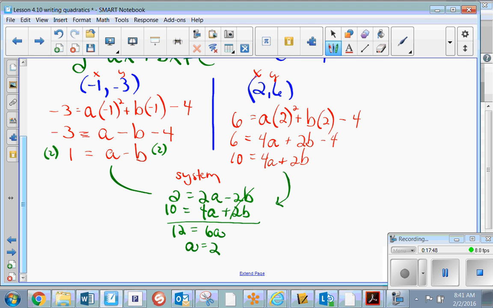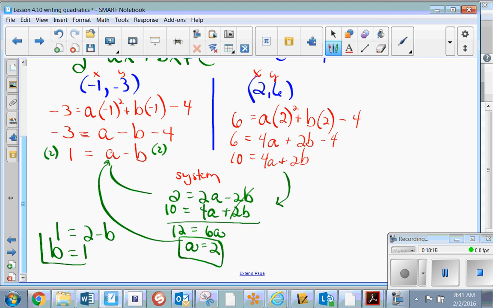I've got my A and I've got my C. Remember, we're looking for a standard form with an A, B, and a C. So let's find our B. Plug this in wherever you want, wherever there's two unknowns. Let's stick it right there. So 1 equals 2 minus B. Take the B across. Take the 1 across. Looks like B is 1. And then as we found up top, the C was what, -4? Okay.